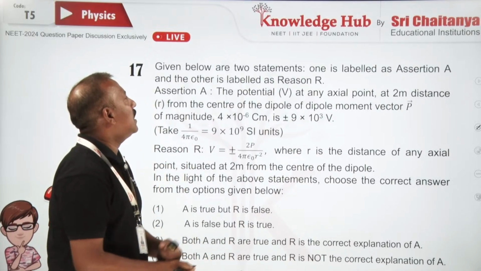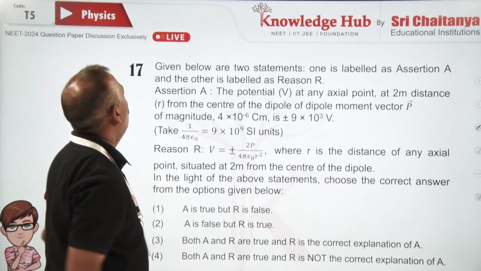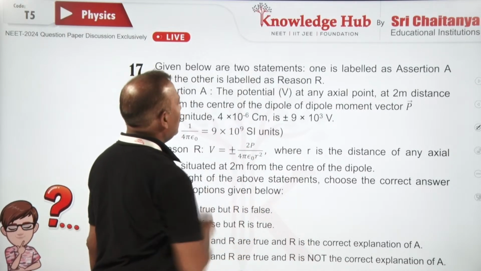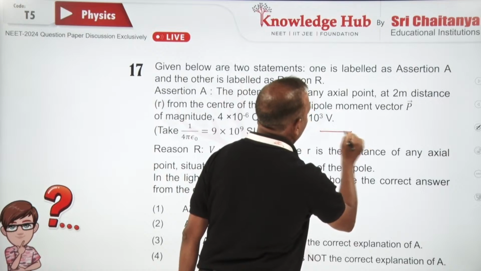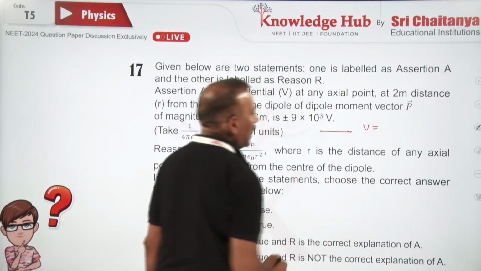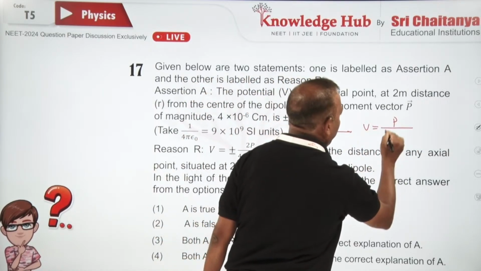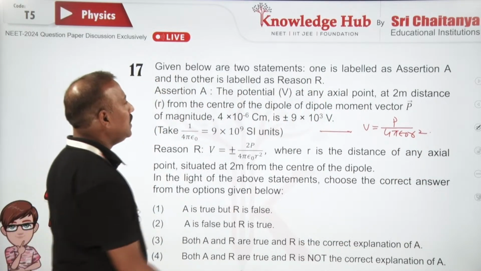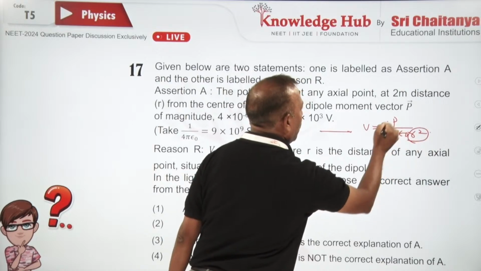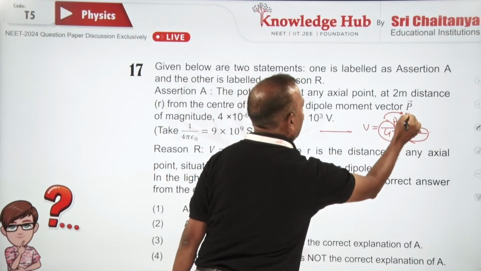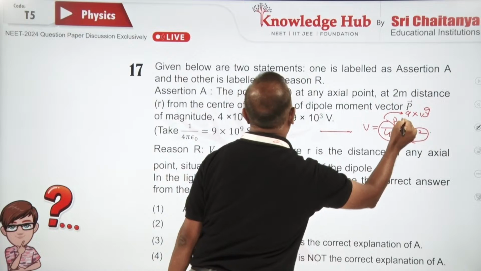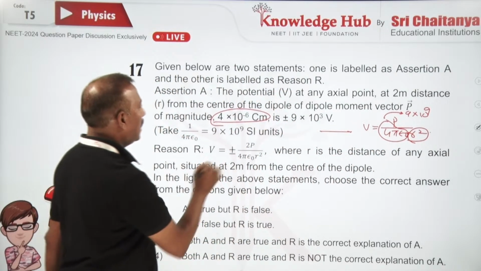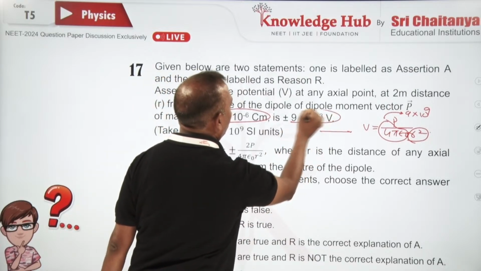Next, 17th one, given below are the two statements. Assertion A, the potential at any axial point is given. For any dipole, the potential at any point on the axial line is given by P divided by 4 pi epsilon naught r square. Therefore, by substituting the value of r and 1 by 4 pi epsilon naught value as 9 into 10 to the power of 9 and P value given 4 into 10 to the power of minus 6, we will get the given value 9 into 10 to the power of 3.